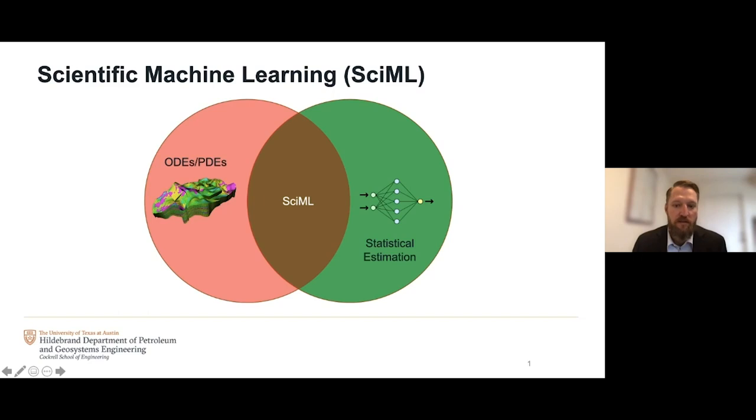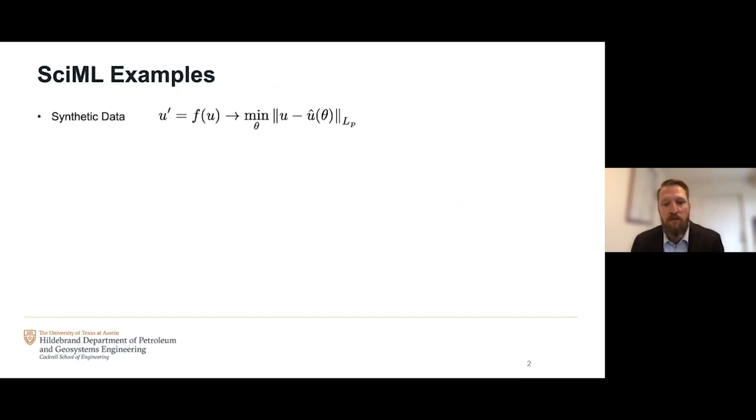And these days, neural networks get a lot of attention and credit, and that's why I put that figure there, but it doesn't necessarily limit it to neural networks, but any type of statistical inference. And at the intersection of those two is what I mean by scientific machine learning. And I have some explicit examples coming up. Let's look at those here.